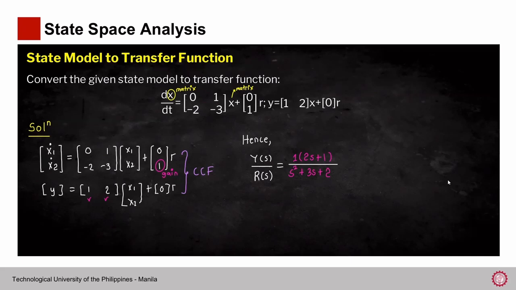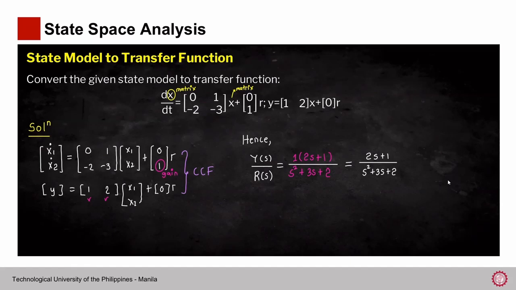So pag sinulat natin ng maayos, guys, so let us write this ng maayos. What do you mean maayos, sir? Hindi natin lalagay yung gain. So we have 2s plus 1 upon s square plus 3s plus 2. Okay? Yan. So that is our answer, guys. That is our answer. Okay?